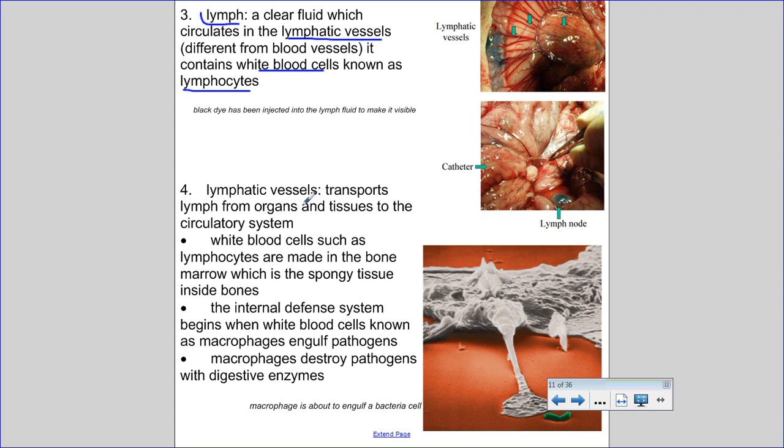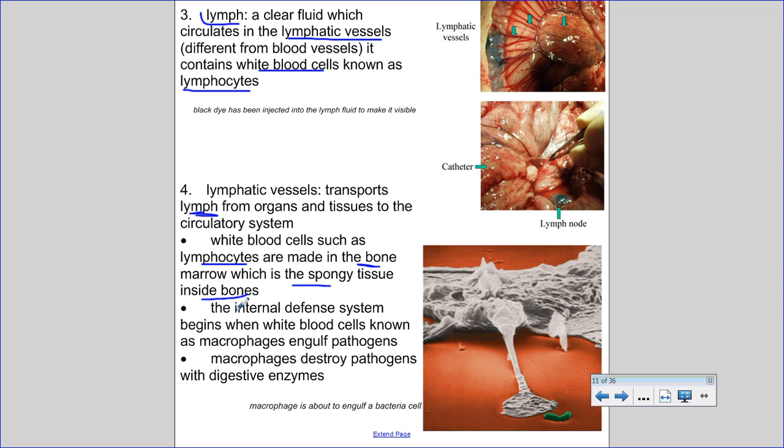So the lymphatic vessels will help transport lymph, which contains those lymphocytes, from organs and tissues to the circulatory system. So it allows them to go back and forth pretty easily, and it allows them to get where they need to go very efficiently as well. White blood cells, such as lymphocytes, are made in the bone marrow, which is a spongy tissue inside bones. And that's ultimately where those white blood cells will originate from.